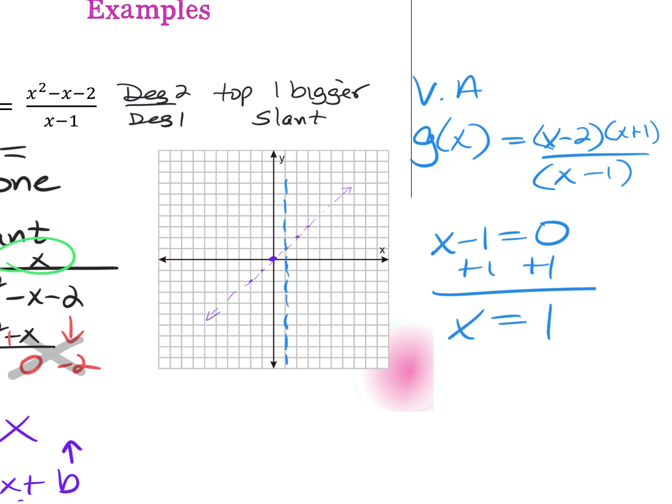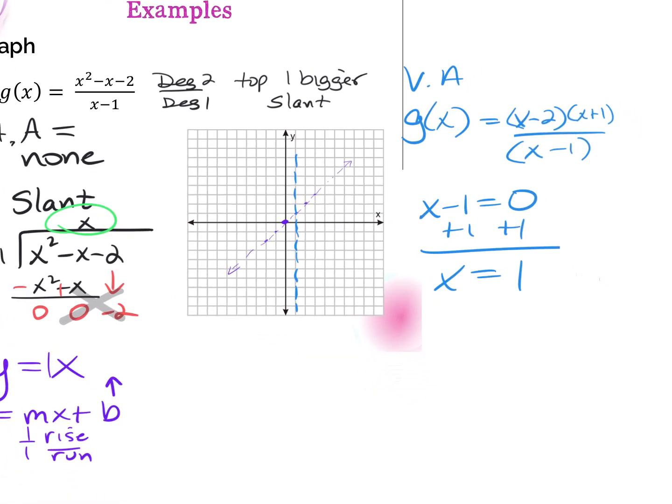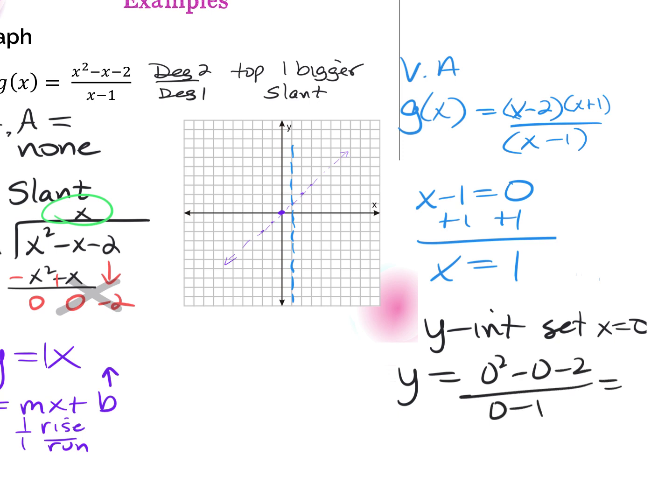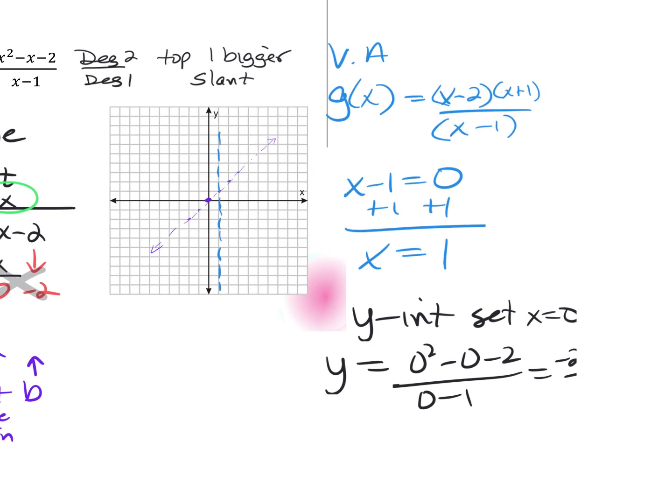Next thing I need to find are my intercepts. Y-intercept, set x equal to 0. So y equals 0 squared minus 0 minus 2 over 0 minus 1 gives me negative 2 over negative 1, which simplifies to positive 2. So my y-intercept is the ordered pair 0, 2. So I can put a point there.